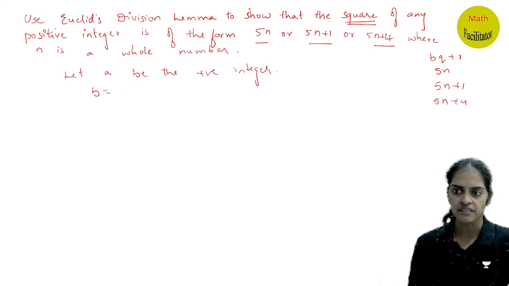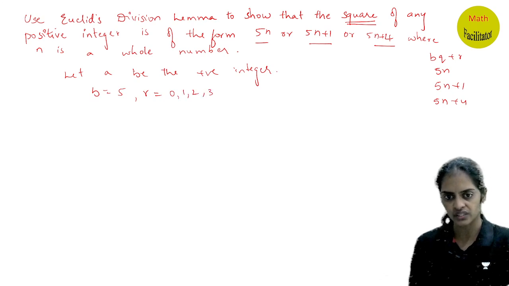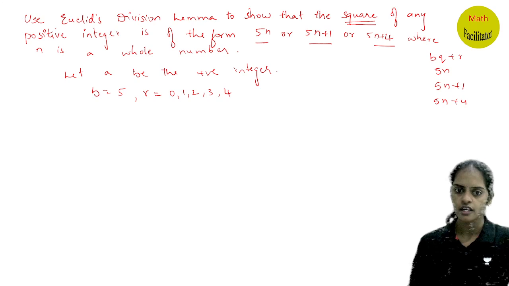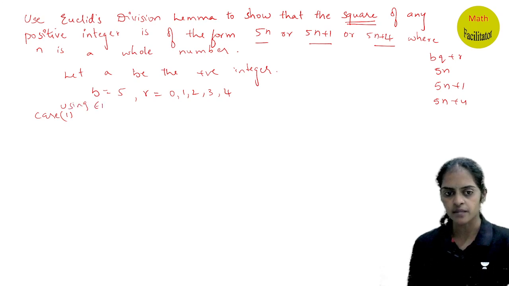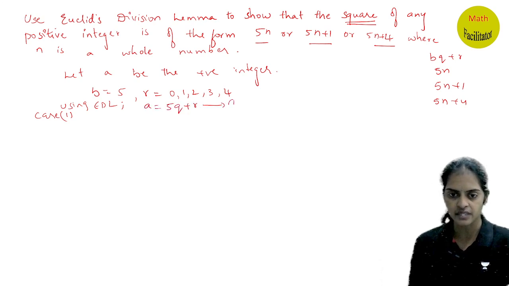Your b value from the question is 5, which means your r value is 0, 1, 2, 3 and till 4. So how many cases? You will have 5 cases. Before that, using Euclid's division lemma, what do you write? a is equal to bq plus r. Here b is 5, so 5q plus r. Let this be equation 1.